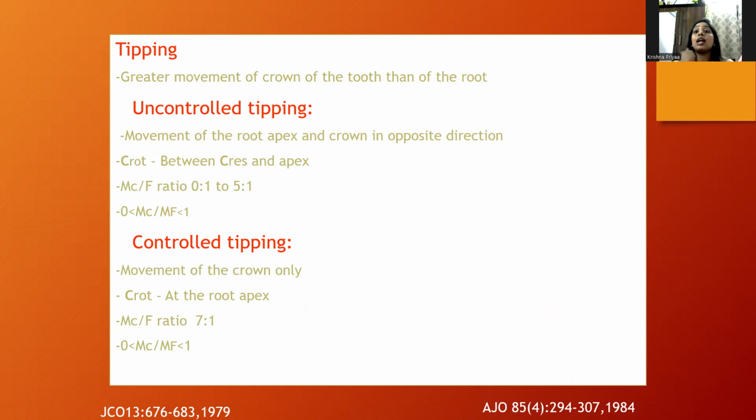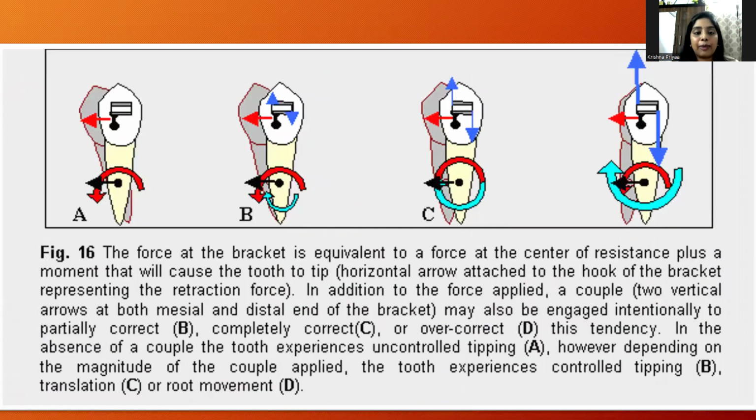Now, what is uncontrolled tipping? In uncontrolled tipping, the center of rotation is going to be somewhere between the center of resistance and the apex, and the moment to force ratio will be 5:1. So here what happens? The tipping happens, the crown moves, and the root is going to move in the opposite direction. We do not want that. So that is called uncontrolled tipping.